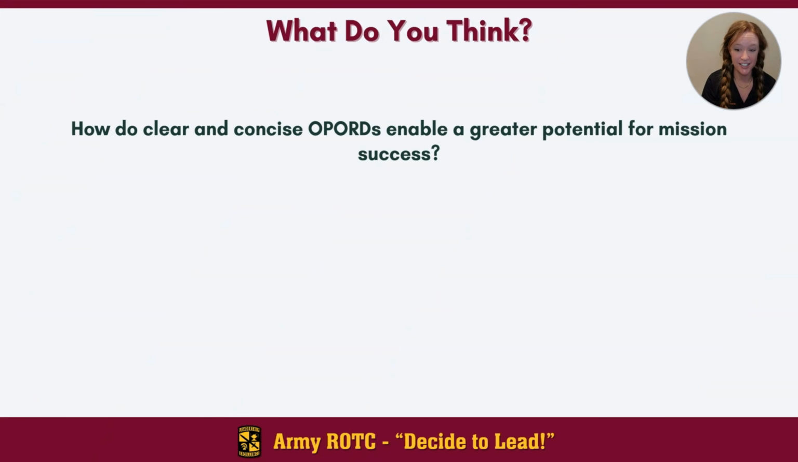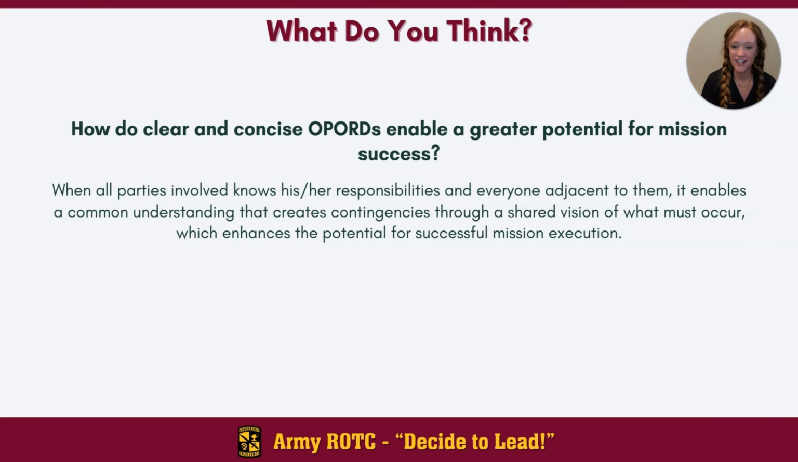So, how do clear and concise OPORDs enable our greater potential for mission success? Again, common sense. When everybody knows his or her responsibilities and those to their left and right, it helps us have this common understanding. And then it can create contingencies through that same shared vision of what must occur, and that enhances our ability to have that mission success. What that essentially means is that if we know clearly and concisely who is doing what, if we have to take over, there's really a seamless transition and we're still able to move on, continue, because we know our job and those around us.